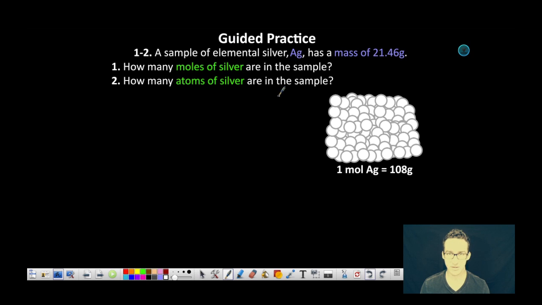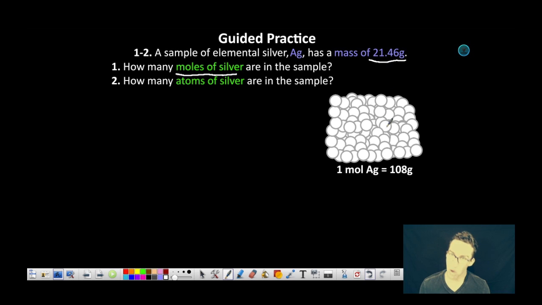A sample of elemental silver, Ag, has a mass of 21.46 grams. Question number one: how many moles of silver are in the sample? For your visual reference, I have piled up here 1 mole of silver atoms. Again, this is not to scale, but imagine that there is 6.022 times 10 to the 23 atoms of silver here, or 108 grams, as a visual reference as we walk through this problem. Before we do any math whatsoever, just compare this 1 mole, or 108 grams of silver, to the amount that we're given in the problem, 21.46 grams.